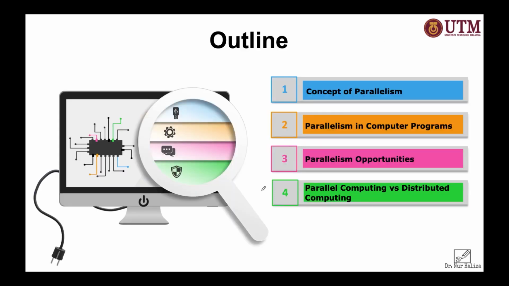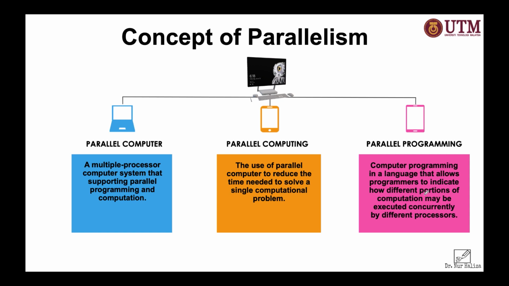So next, the outline of this module 1, which is very basic. First, you are going to learn the concept of parallelism, then parallel computers and parallel programming, the opportunities, and lastly distributed computing. So without waiting and delay, let's take a look at the concept of parallelism. There are three. It's easy to remember because there are only three.